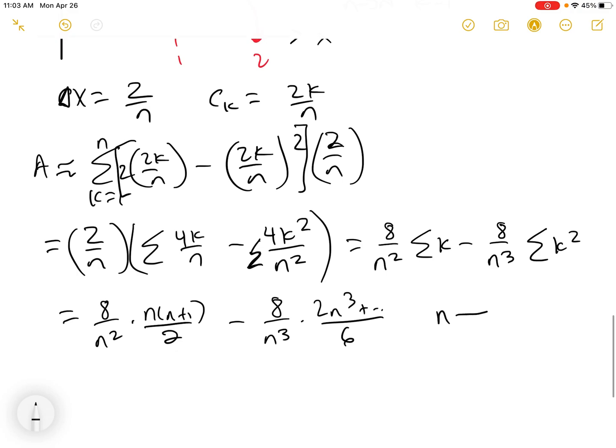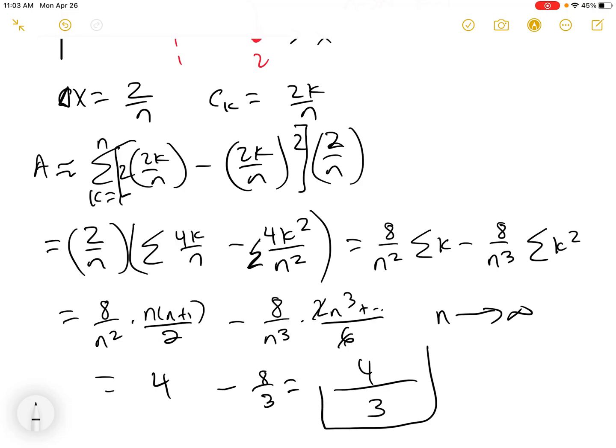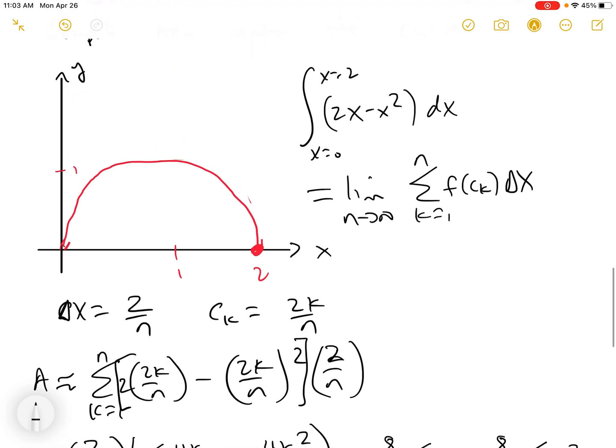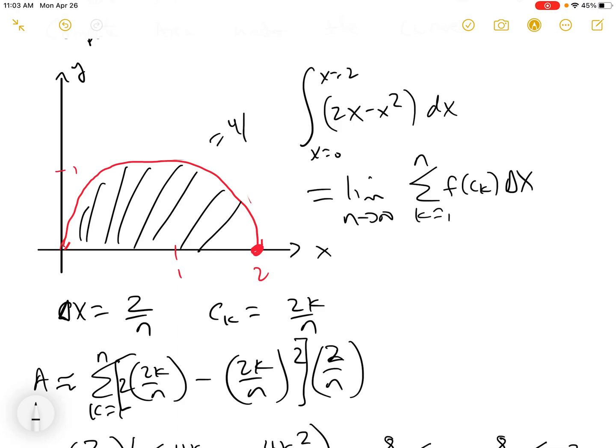And now you let n go to infinity, and this gives us 4 minus 8/3, which is 4/3. Okay. So the area under this curve is 4/3 units squared.